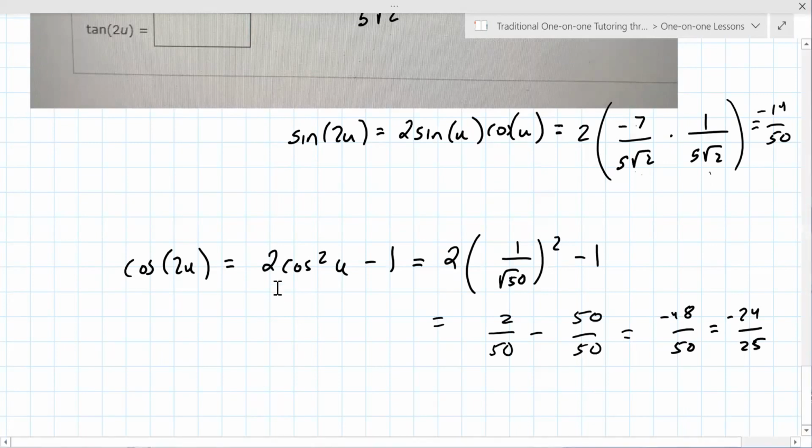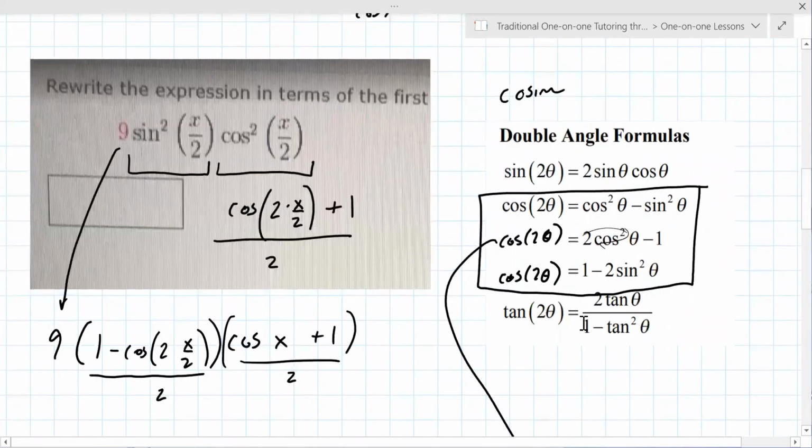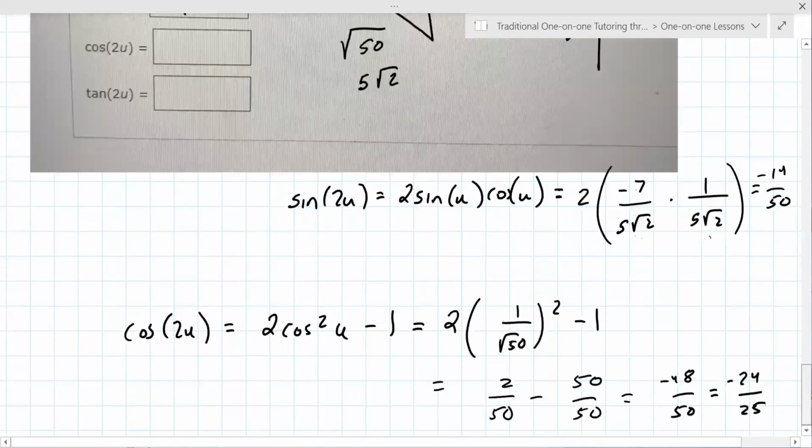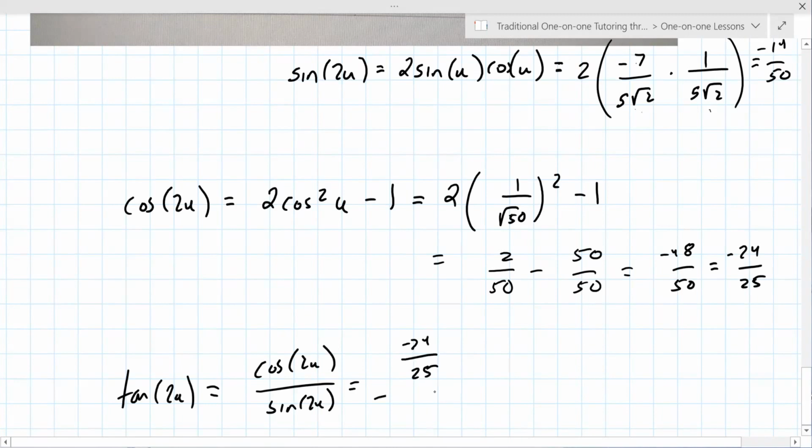And then tangent's kind of interesting. You see there's formulas for tangent. Oh, so there's a formula for tangent. You never use tangent formulas unless that's the only one they ask for, because the better tangent formula is cosine over sine. And you'll notice they have the same denominator. They're supposed to. That's very helpful, because then it becomes minus 24 over minus 14. Just take your previous two answers and divide them like that.